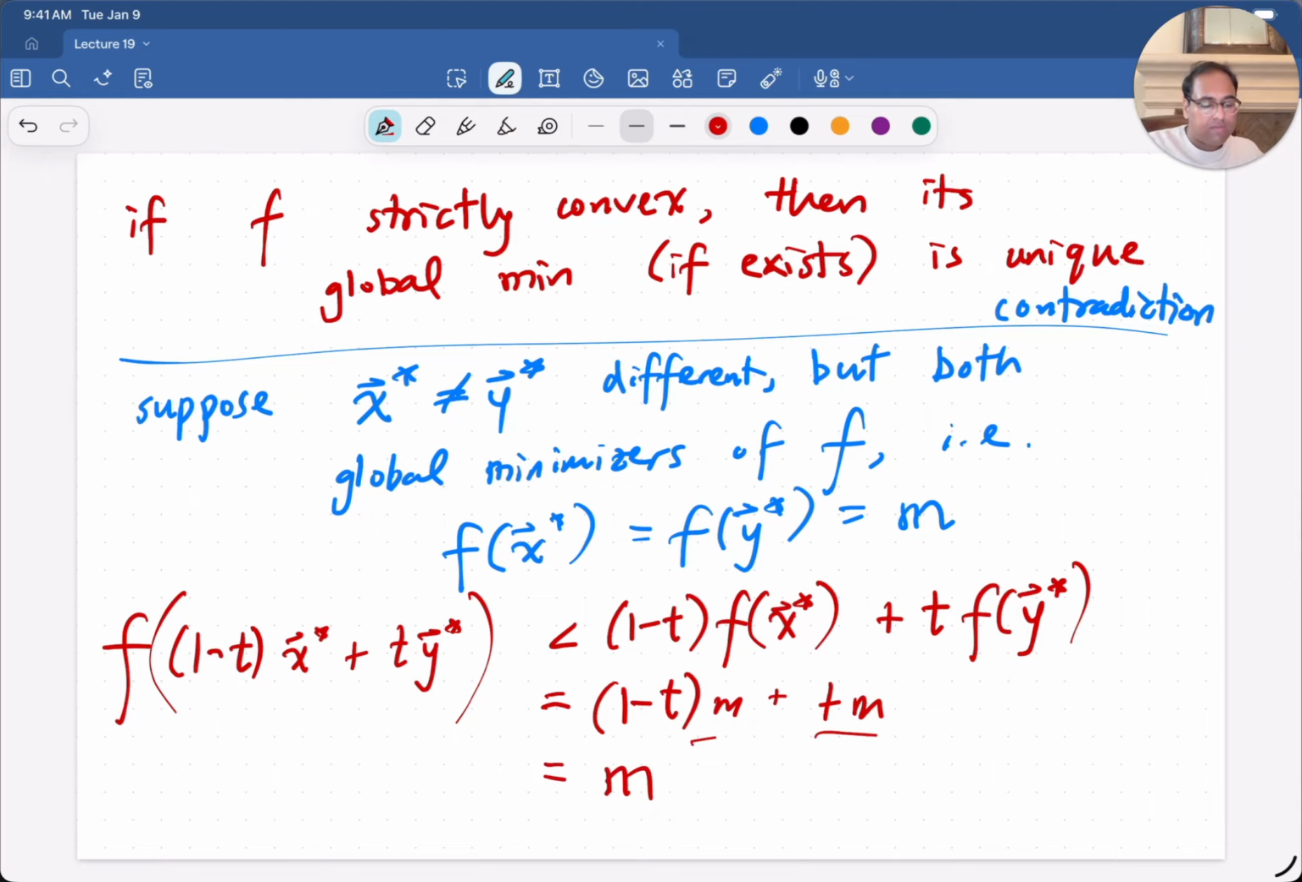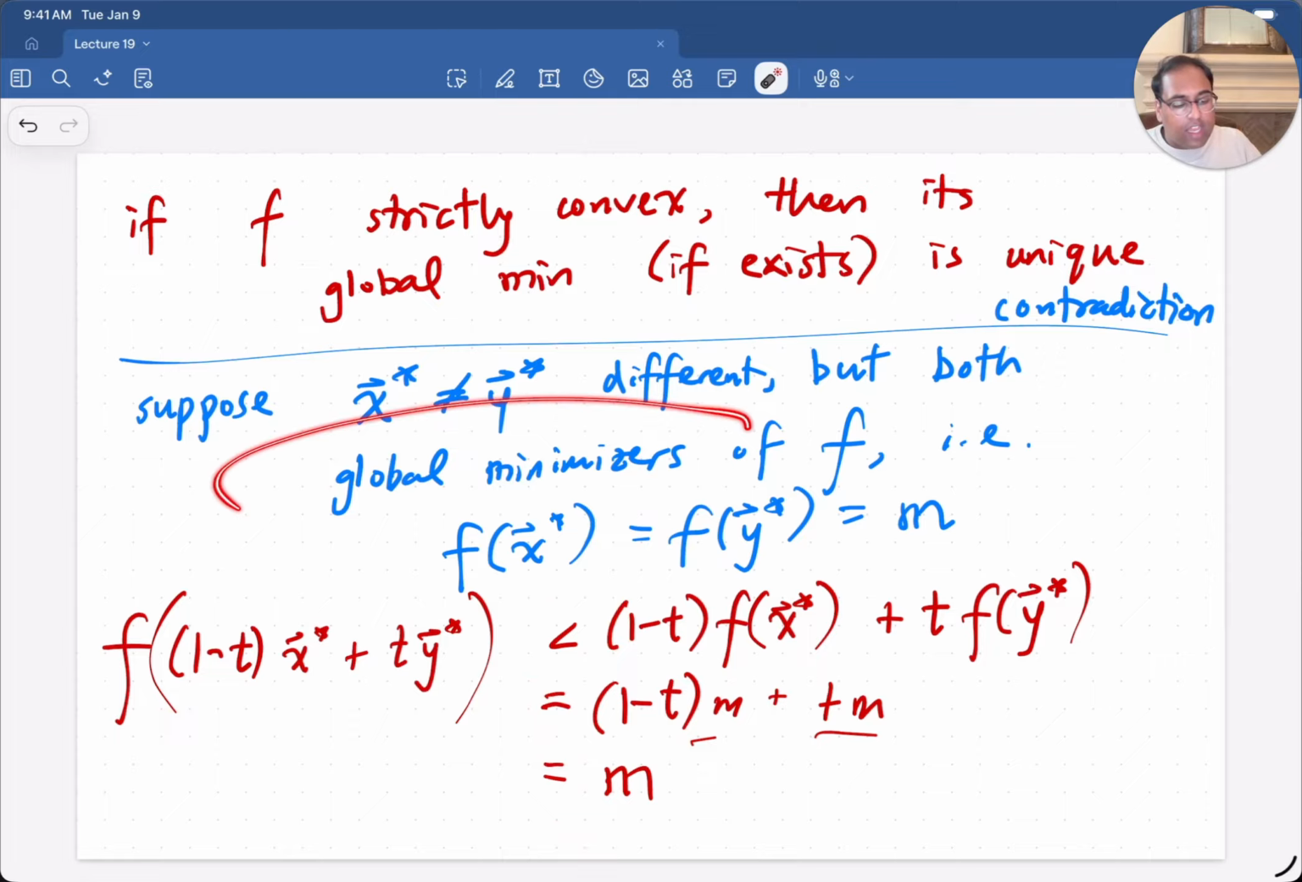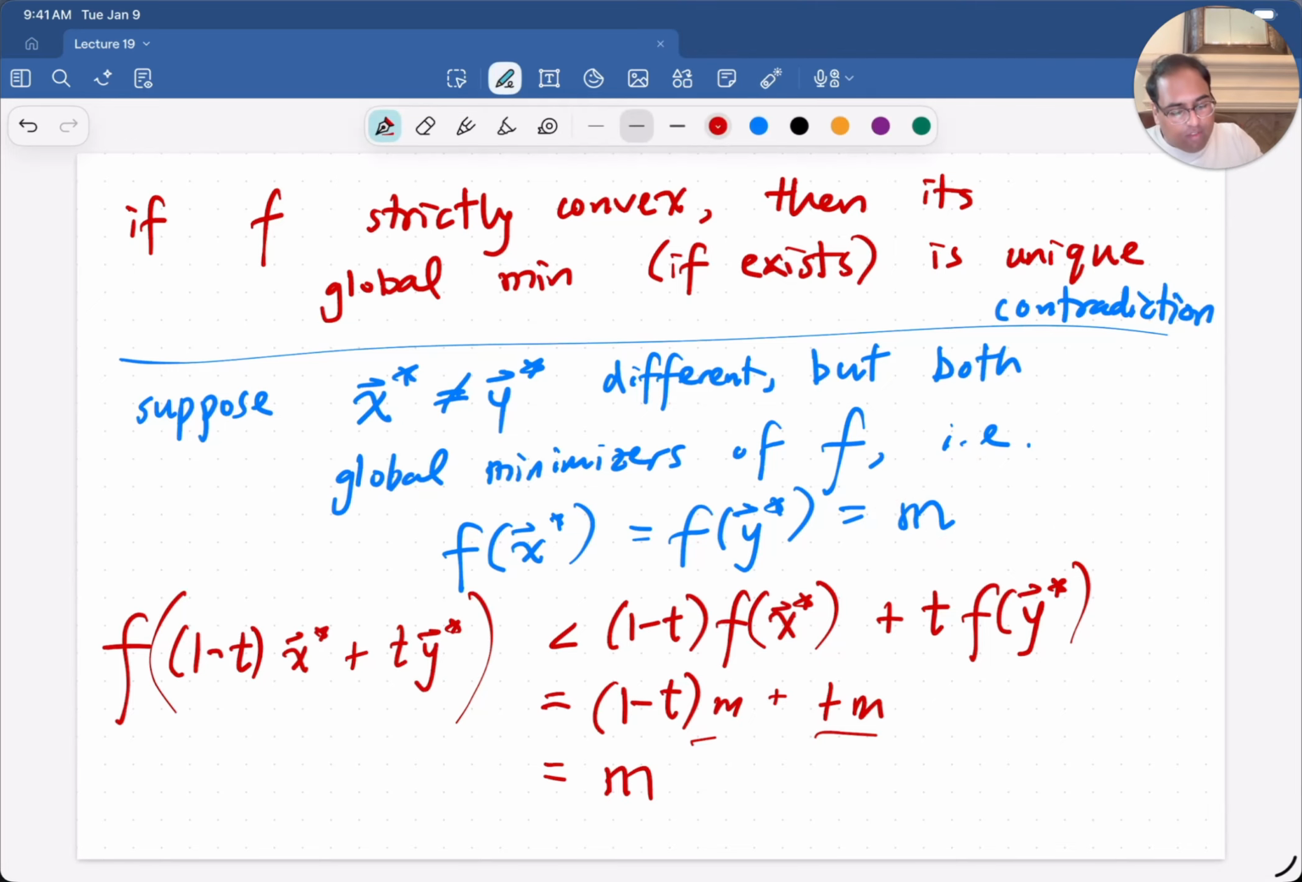Where's the contradiction? Well, now what this is saying is there's some other input to the function that gives you an output that is less than m, right? This is saying f of something is strictly less than m. But remember, the assumption was that x star and y star both are global minimizers of f, meaning that there is no possible input to the function that gives you an output that is less than m. M is the bottom of the function.